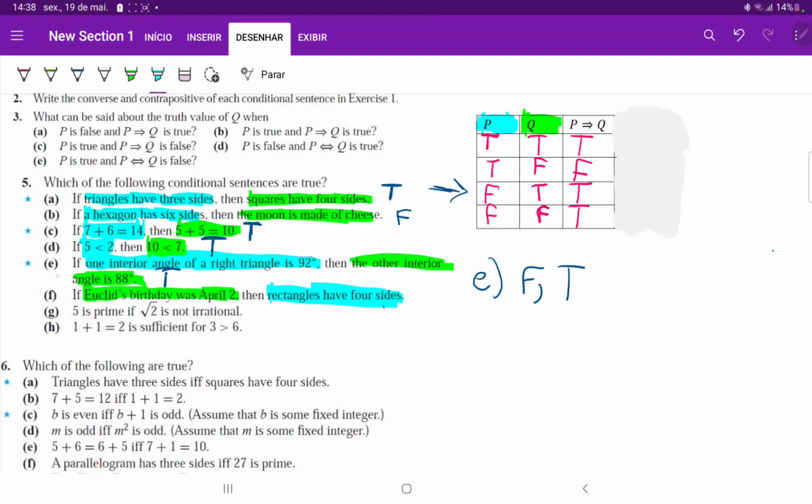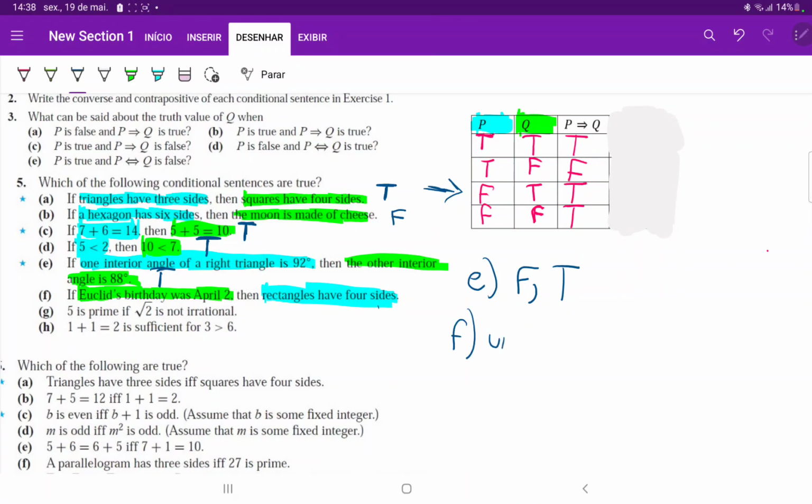So we have to consider the possibility where P is either true or false, right? Based on whether Q is true. So for F, I'm going to say that P is unknown. And then we have that Q is true, because rectangles do have 4 sides. True. So let's look at the cases where Q is true.